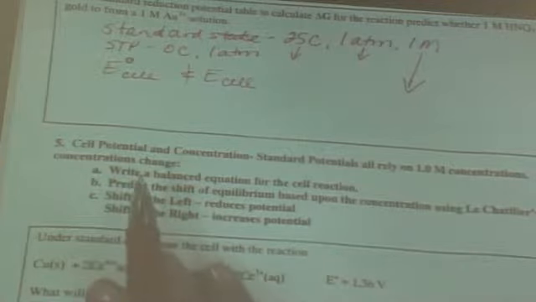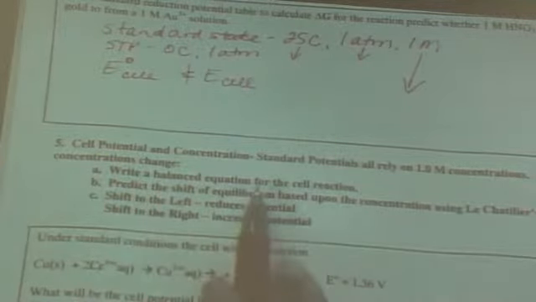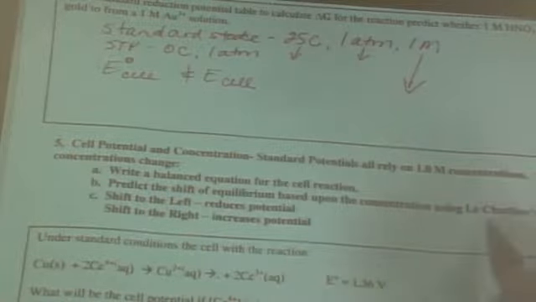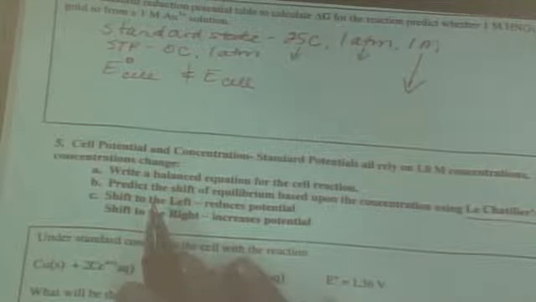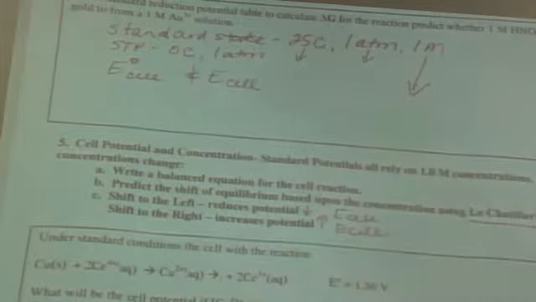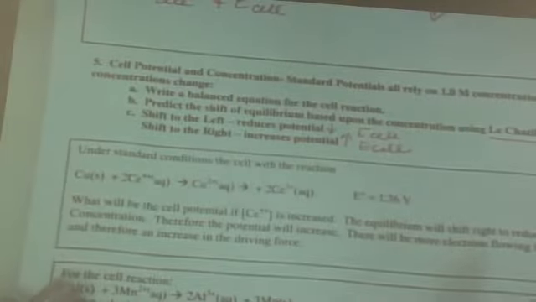If the concentrations change, this is what you're going to do. Write a balanced equation. Remember, you need to balance for mass as well as charge. Then predict the shift of equilibrium based on Le Chatelier's principle. If a shift to the left occurs, that will reduce the potential, and I'll show you here in one second. If you shift to the right, the E cell goes up.